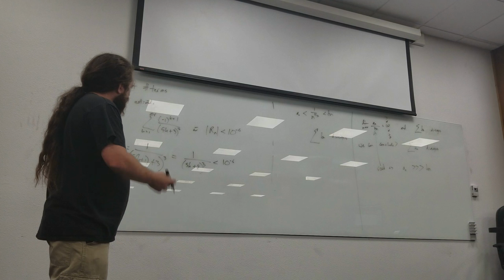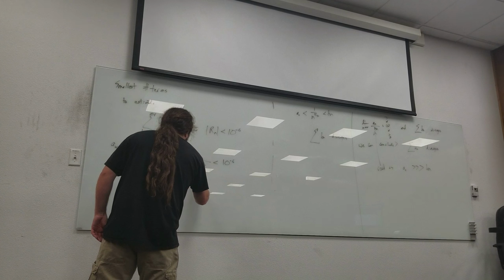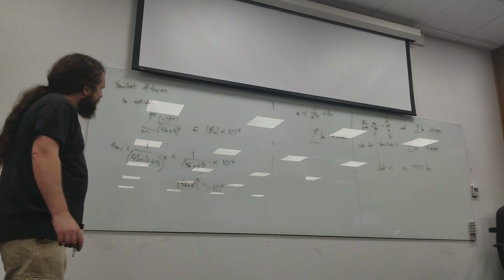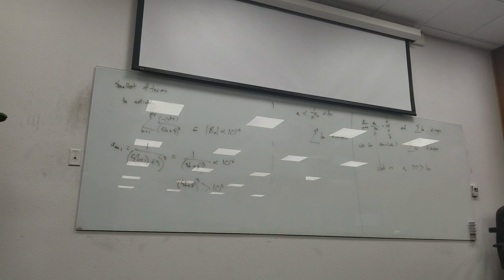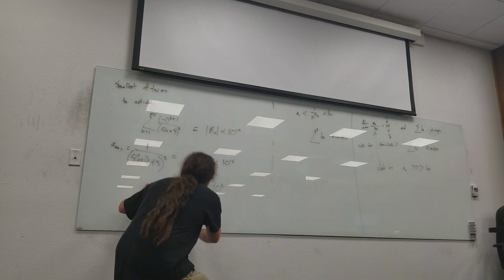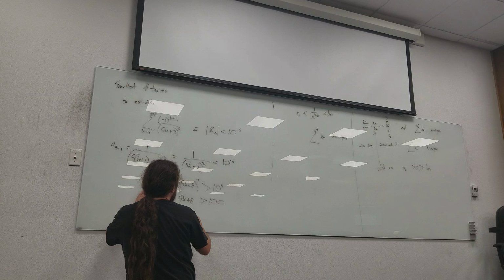Okay, so you want to flip both sides? This is going to say that 5k plus 8 cubed is bigger than 10 to the 6th. Cube root both sides. What's the cube root of 10 to the 6th? 10 to the 2, right? So this is going to be 5k plus 8 is bigger than 100, which means that 5k is bigger than 92, which means that k is bigger than 92 over 5.